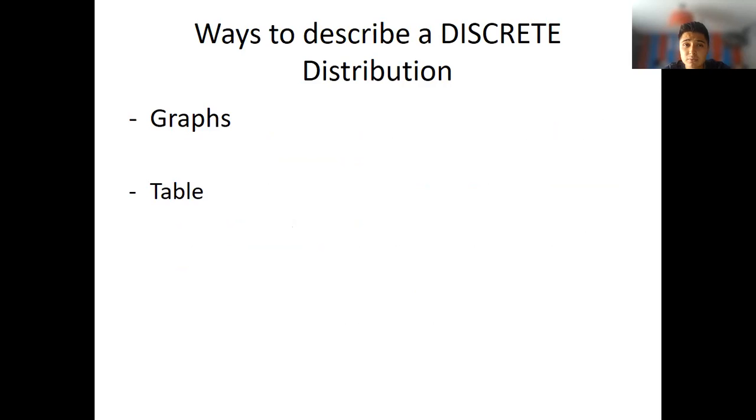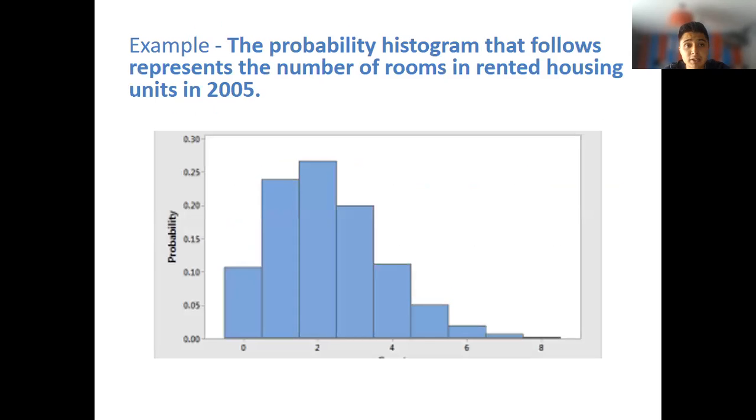Now, it's important to know that this binomial or discrete distribution can be described in two principal ways. The first one is graphics, and the second one is tables. And this is for understanding in a better way how this data is working. The first one, with this example of rent housing in 2005. Here we can see the graphic, where the probability is on our y-axis, and the number of trials is on our x-axis.